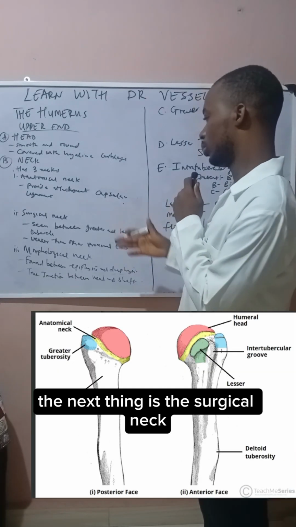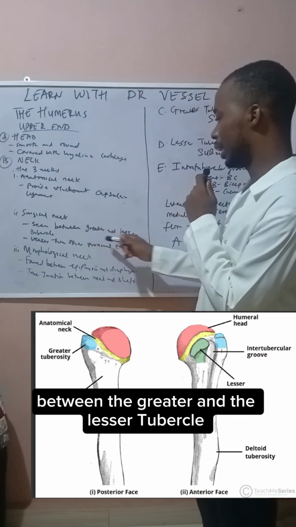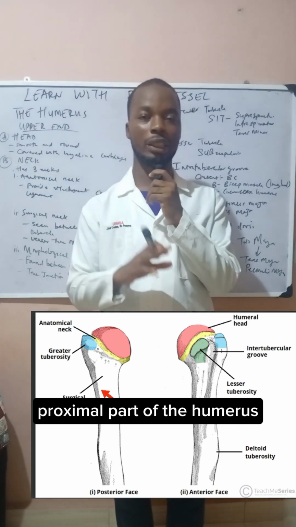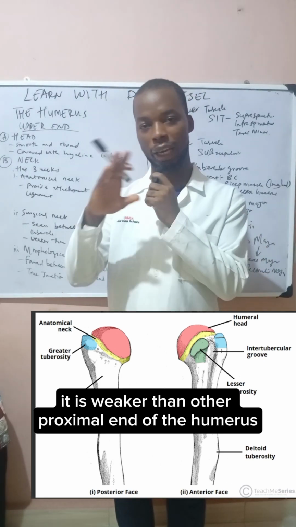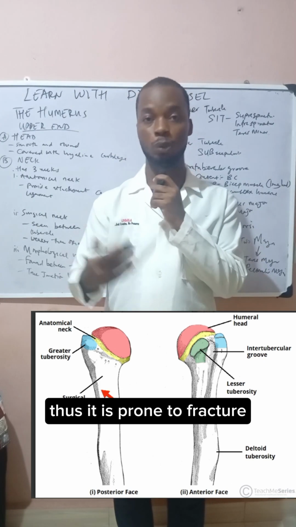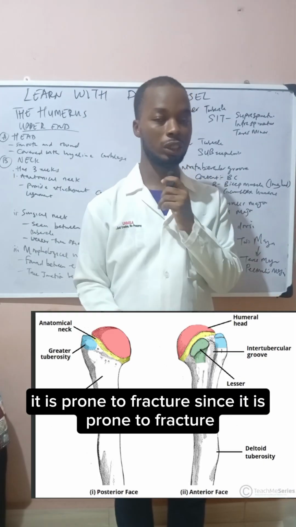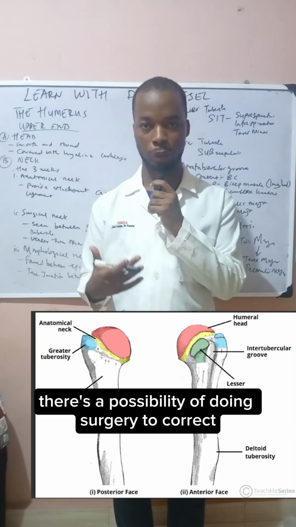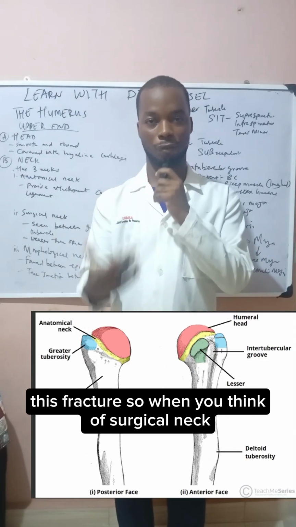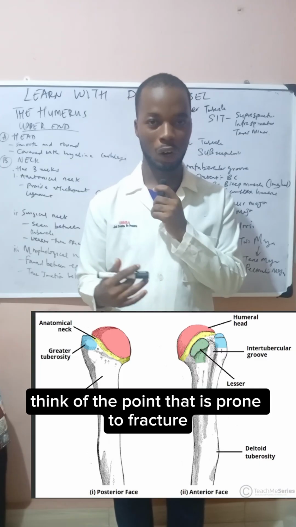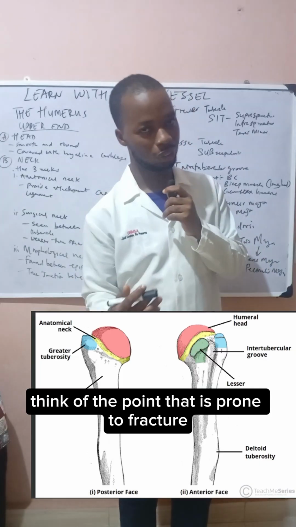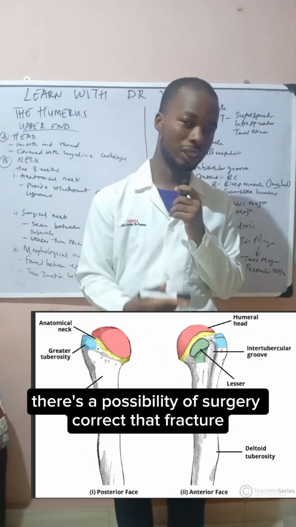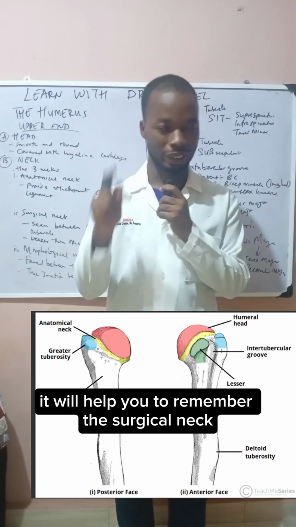The next thing is the surgical neck. The surgical neck is seen between the greater and the lesser tubercle, and it is weaker than other proximal parts of the humerus, thus it is prone to fracture. Since it is prone to fracture, it means that when there is fracture to the humerus, there's possibility of doing surgery to correct this fracture. So when you think of surgical neck, think of the point that is prone to fracture, and when there is fracture, there's possibility of surgery to correct that fracture. It will help you to remember the surgical neck.